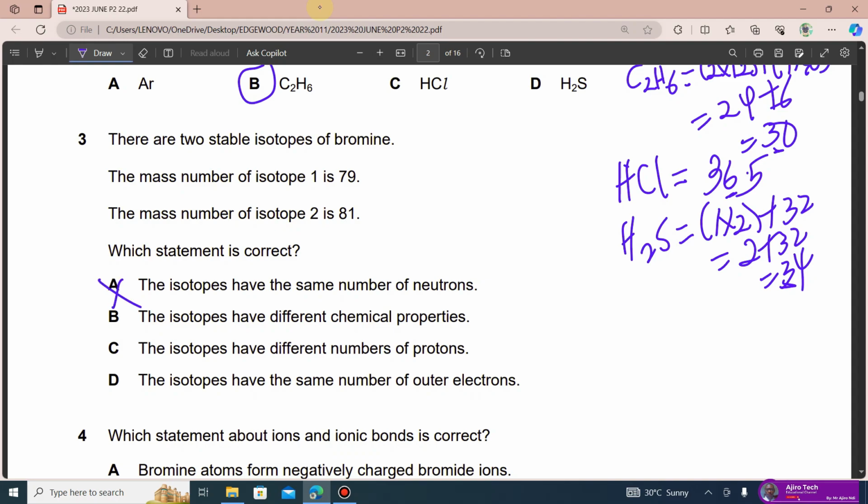So this cancels out. The isotopes have different chemical properties. Of course that's no, because they have the same atomic number, the same proton number, so they should have the same properties. The isotopes have different numbers of protons. Of course no as well, because isotopes have the same number of protons but different numbers of neutrons. So we are left with the last option, which says the isotopes have the same number of outer electrons, which is very correct. Since they have the same number of protons, they should have the same number of outer electrons.